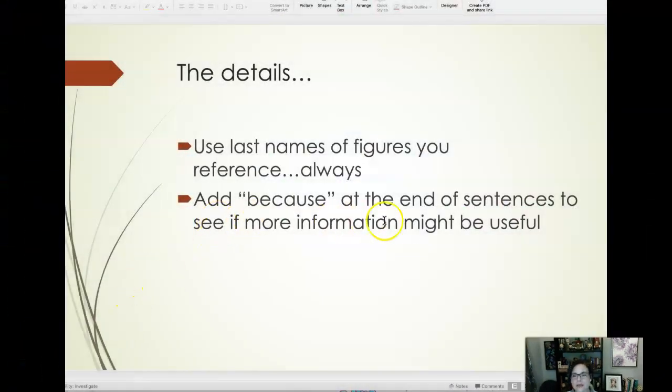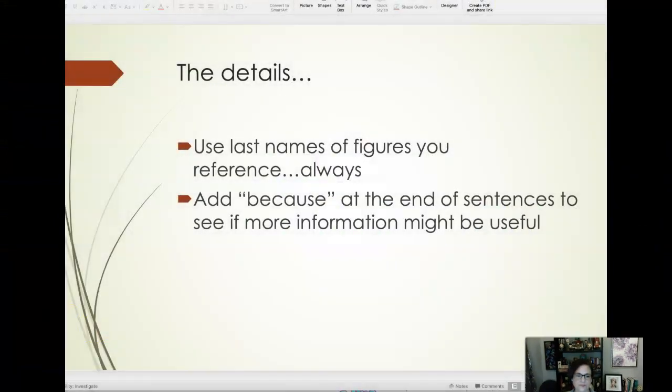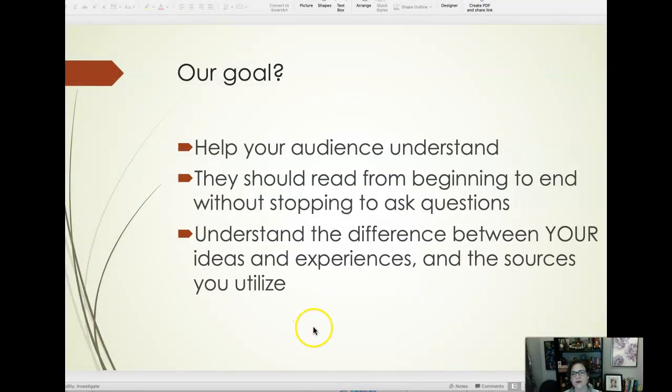Okay. Add because at the end of a sentence to see if there's more information. So some of you had really great starts to a topic sentence or a really great start somewhere else in your paper. And I said, well, more information would really help me. All you need to do is add because to the end of this, right? So I really like gardening... because, and that really helps your reader kind of get in the mind frame of what they're going to read in that paragraph, okay? And our goal is to really help our audience understand, right?